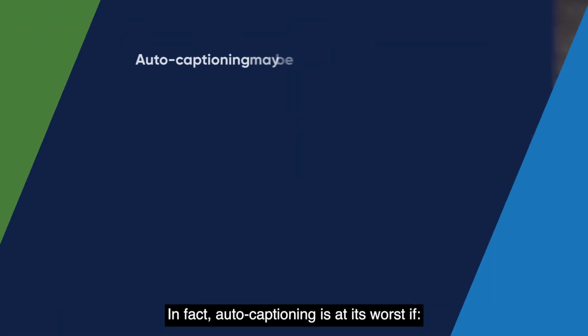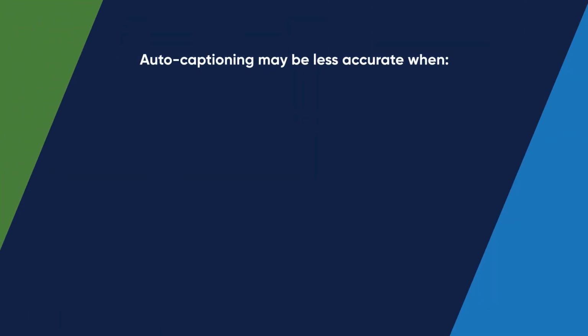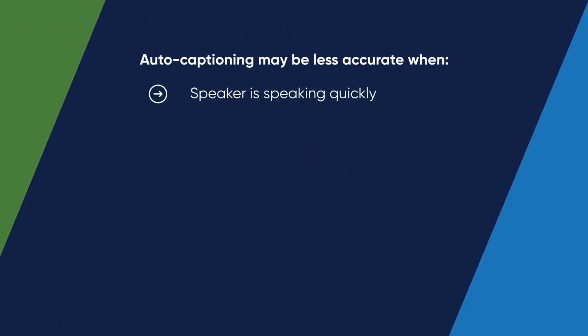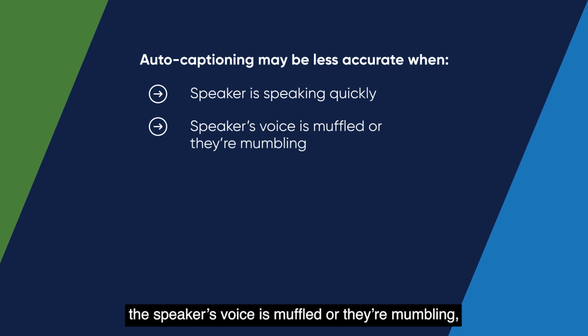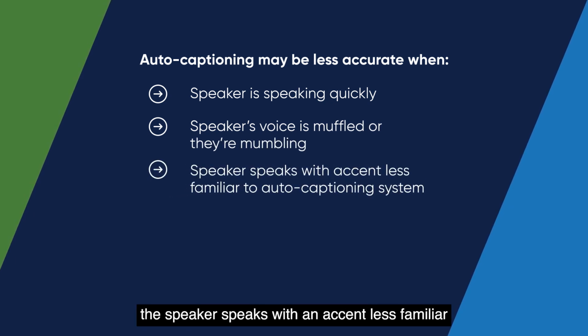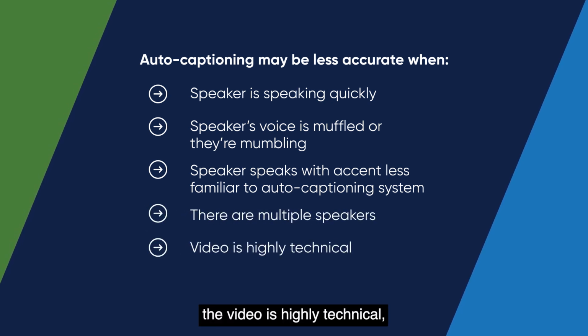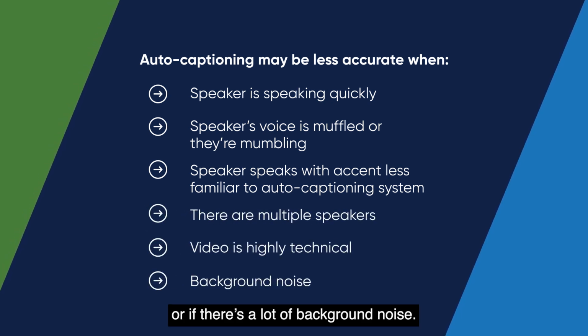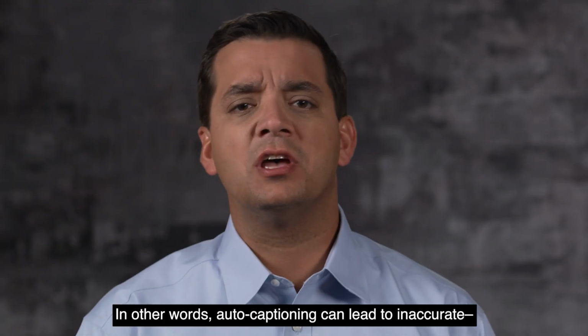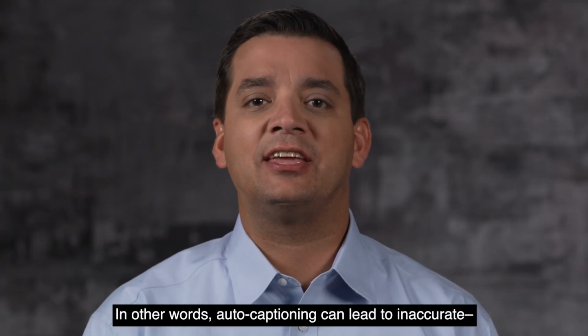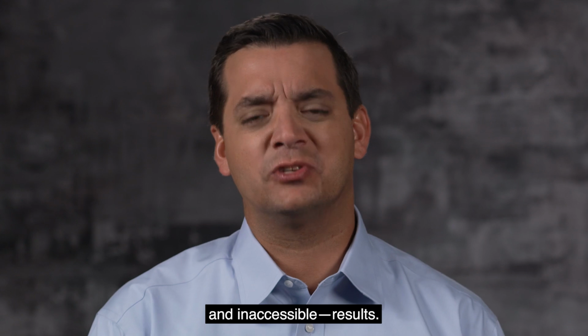In fact, auto captioning is at its worst if the speaker is speaking quickly, the speaker's voice is muffled or they're mumbling, the speaker speaks with an accent less familiar to the auto captioning's artificial intelligence system, there are multiple speakers, the video is highly technical, or if there's a lot of background noise. In other words, auto captioning can lead to inaccurate and inaccessible results.